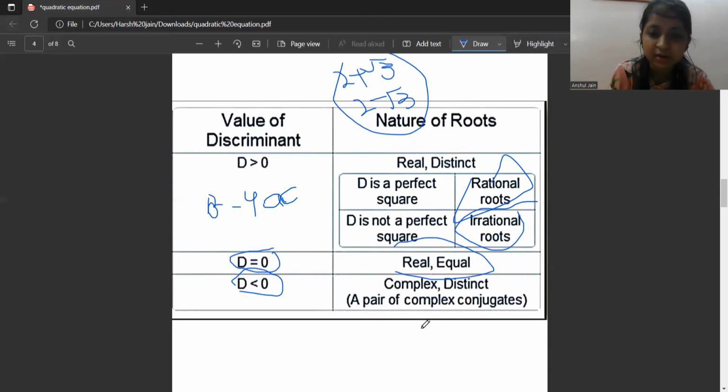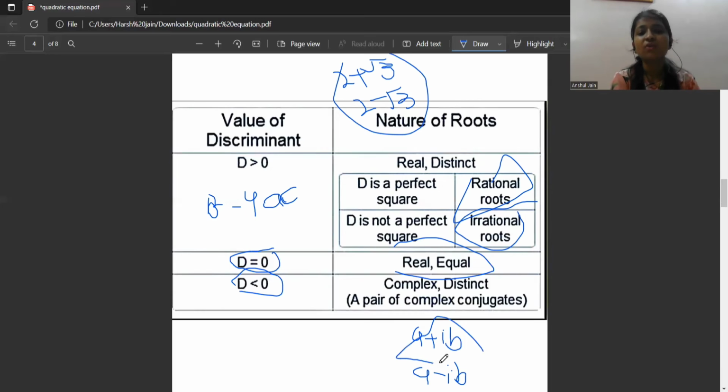like complex conjugates. If one root is a plus iota b, you know the conjugate of it: you simply put a minus in front of the iota term, so a minus iota b is the conjugate of this term, right? So these are the three cases you have to memorize. If D is greater than 0, then the roots are real and distinct. If D is 0, then the nature of the roots is real and equal. And if D is less than 0, then the roots come out complex and distinct, right?